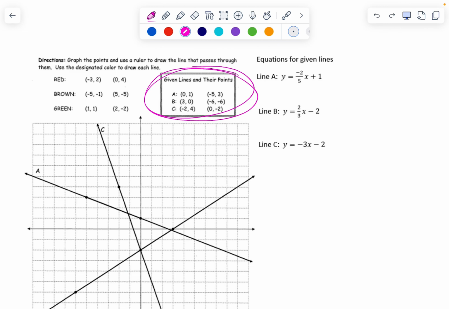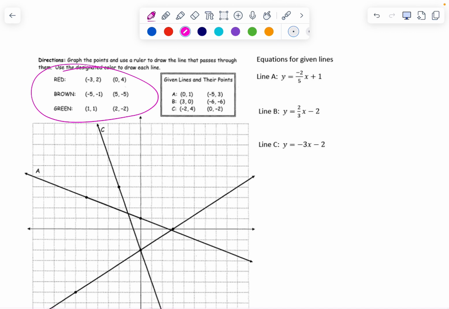Okay, so the bigger task of this was to go graph these lines. And again, plot 2 points, connect them with a line. And then after we look at what these look like, I want all of us to write equations for these. So that was something that was assessed on this test that everybody just finished, was writing equations of lines.